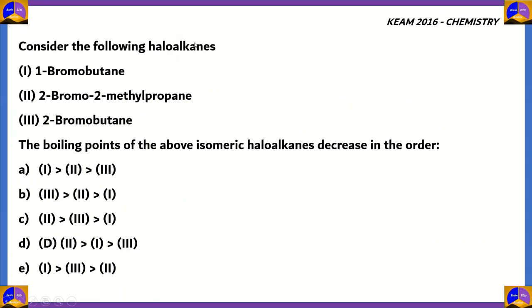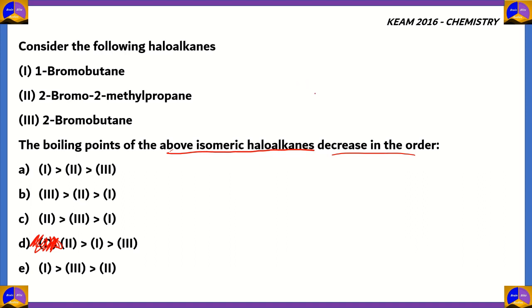Now, consider the following haloalkanes. These are 1-bromobutane, 2-bromo-2-methylpropane, 2-bromobutane. The boiling points of the above isomeric haloalkanes decrease in the order. Is it 1 less than 2 less than 3, 3 greater than 2 greater than 1, 2 greater than 3 greater than 1, 2 greater than 1 greater than 3, or 1 greater than 3 greater than 2?